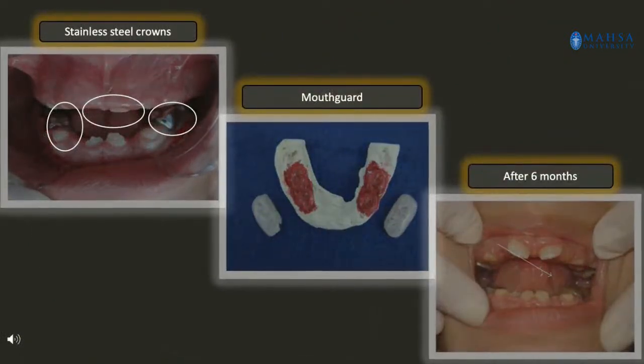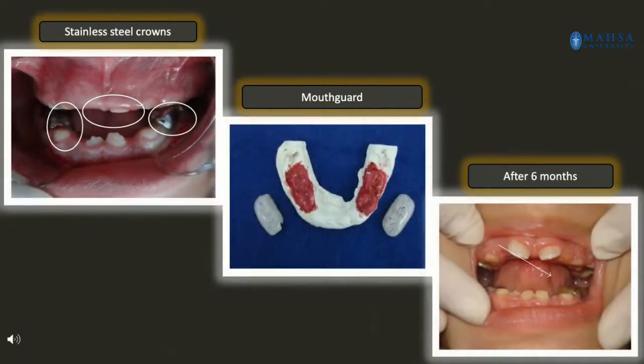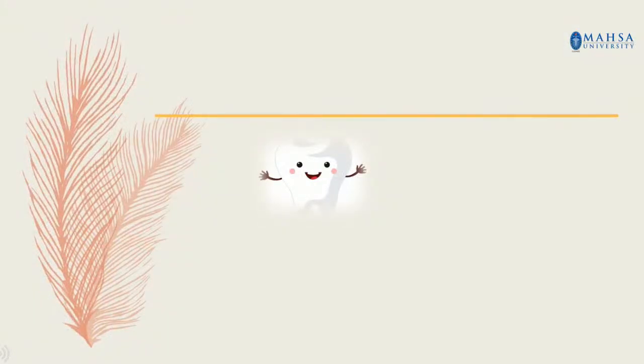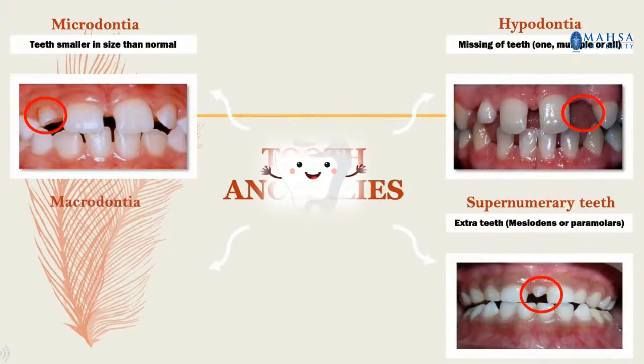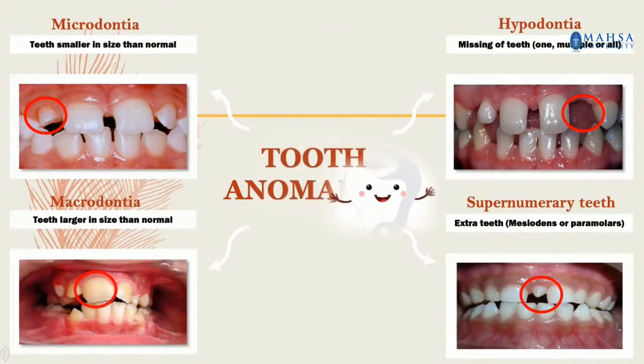This slide shows a 7-year-old patient after the treatment with stainless steel crowns and mouth guard to treat his bruxism. He presented with a delayed eruption of his front teeth, and after 6 months of treatment, all of the teeth erupted normally. Here are the examples of tooth anomalies that may be presented by the children.